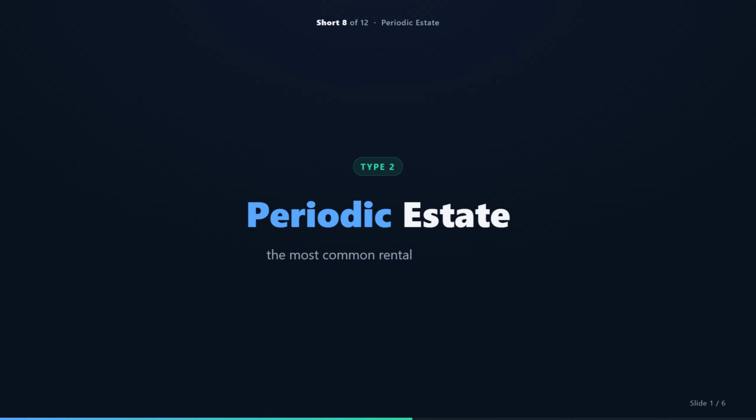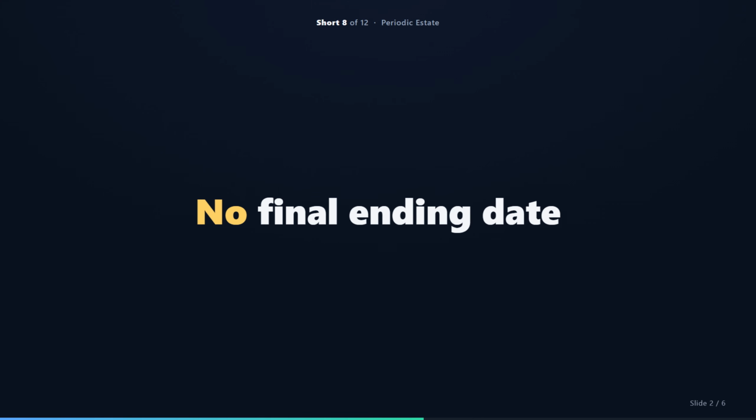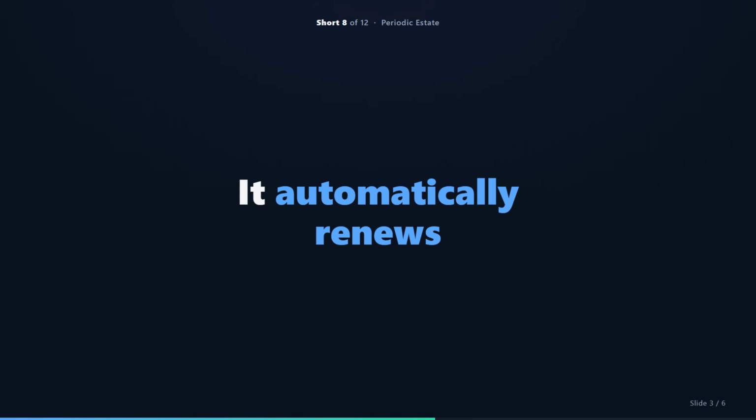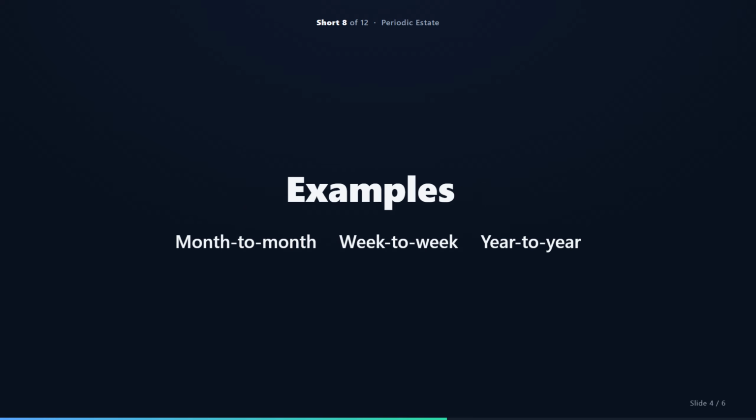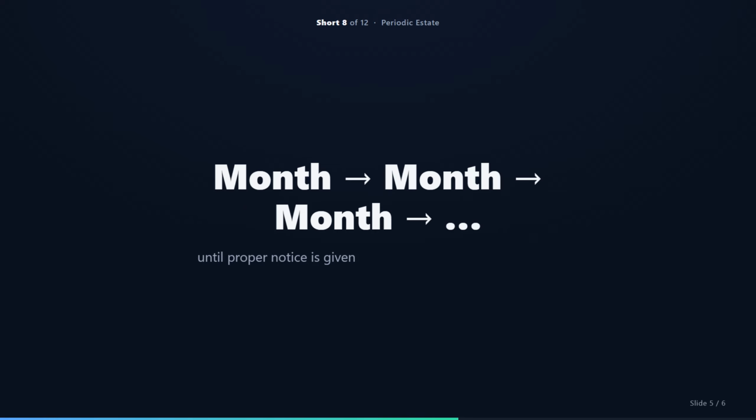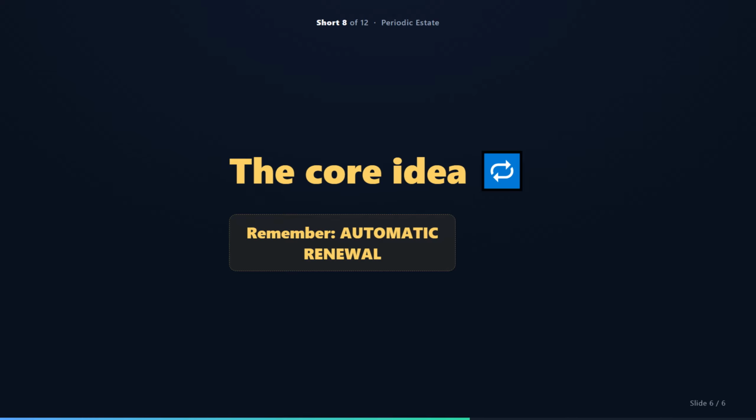Periodic estate, type 2. The periodic estate. This is the most common rental you'll ever meet. Its defining feature: there's no final ending date. It automatically renews. Month to month, week to week, year to year. Picture it: month flows into month, continuing indefinitely until someone gives proper notice. The one concept to remember here is automatic renewal.